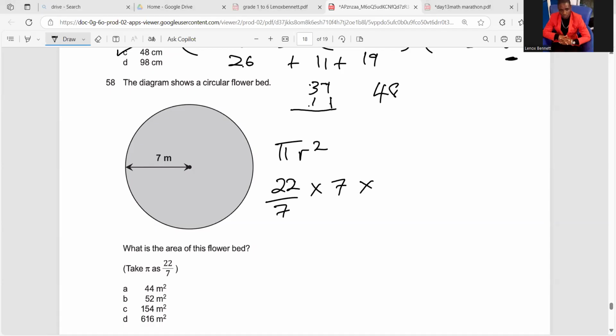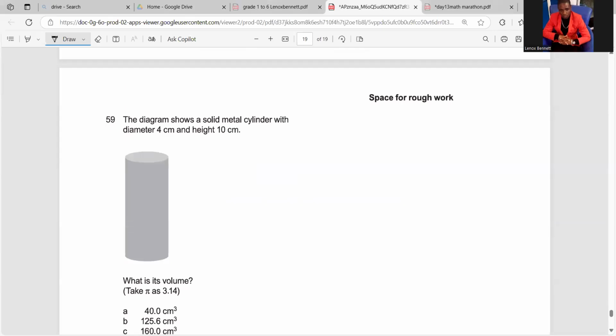Sorry, guys. All right. So pi r squared. The radius is 7, right? So we cancel this. So it's 2 times 22 times 7, which is 154. Thanks so much, presenter.